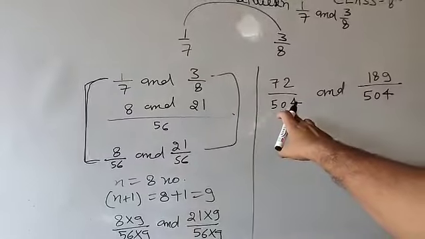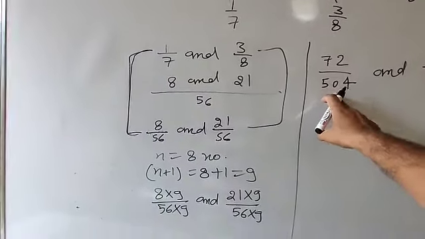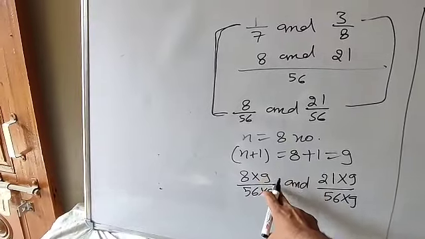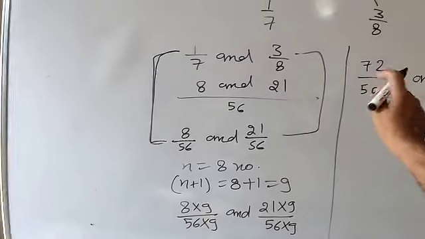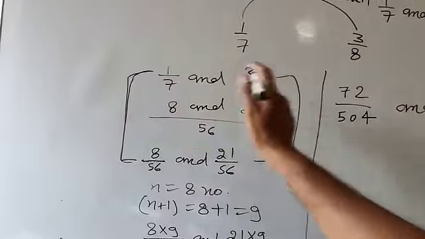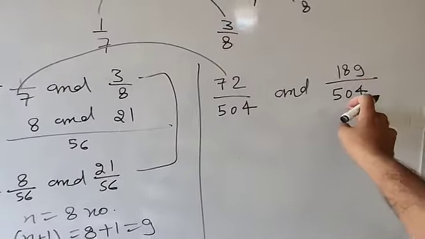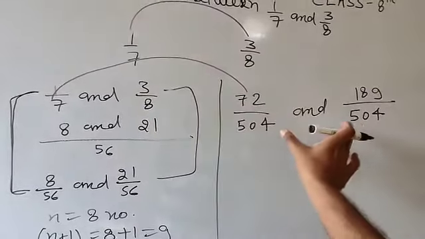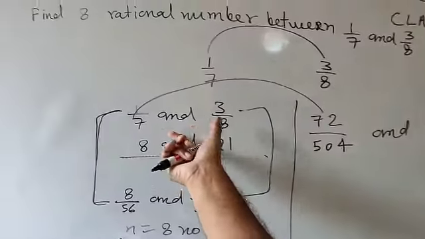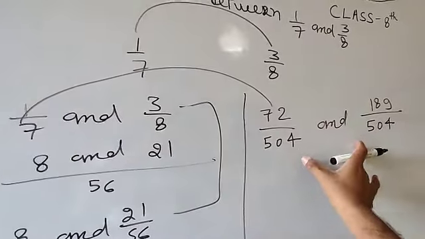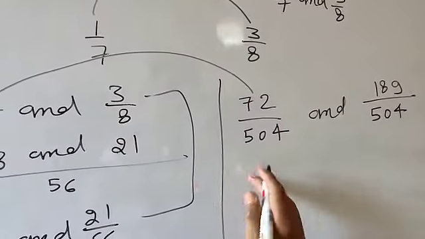Again students, this number is equivalent to the earlier number, because you multiplied both numerator and denominator by the same number. It means this number, 72 by 504, is equal to 1 by 7, and 189 by 504 is equal to 3 by 8. So whatever number exists between these two will also exist between the original two. Now these two are equivalent numbers. Now you need to write the 8 numbers.